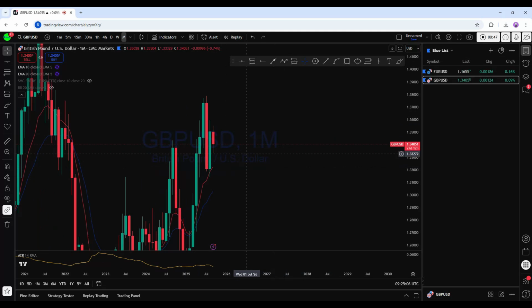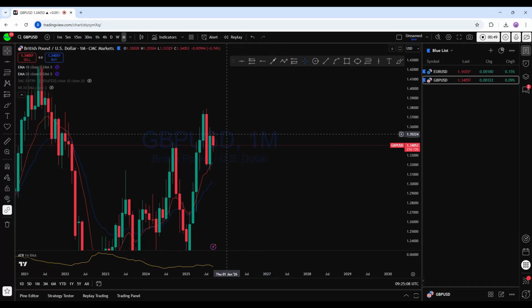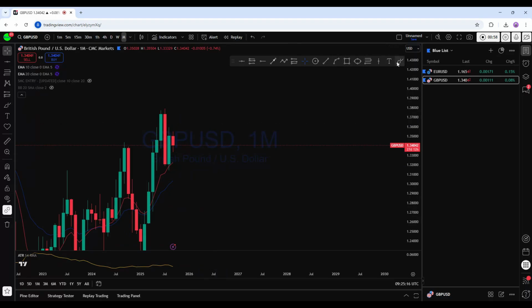So let's see that monthly price action here on euro dollar and British pound US dollar. You can see on GBPUSD, after this previous monthly close, this month the market tested the upper shadow of this monthly candle and created a lower high. The price initially rejected back below.